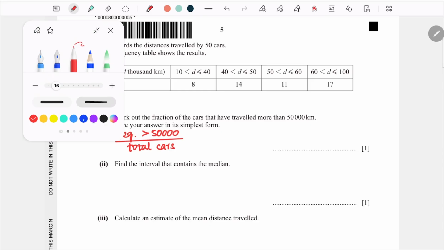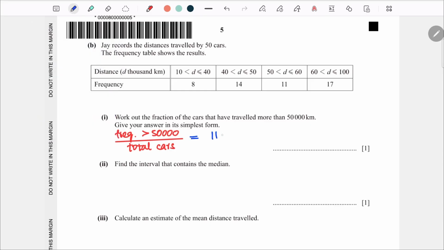So I'm going to write 11 plus 17 divided by 50. When I simplify this, it is going to be 28 divided by 50. And when I simplify 28 and 50, I'm getting 14 divided by 25. That is going to be my final answer.